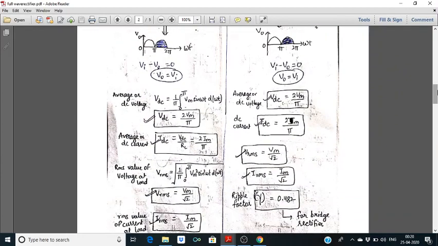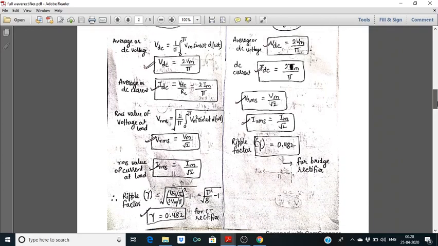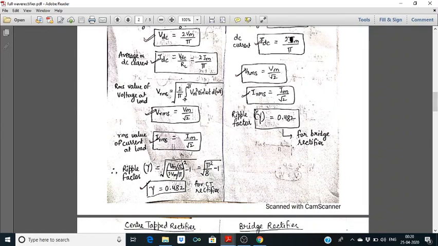Here also we can see that we are getting a pulsating DC for both the half cycles. And now we can calculate the average DC value through this formula, and it will be same for both center tapped as well as bridge rectifier. Its value is 2 Vm by pi. Then this is IDC. Its value is 2 Im by pi. Then root mean square value of voltage at load can be calculated using this formula, and it comes around Vm by root 2 for both center tapped as well as bridge rectifier.